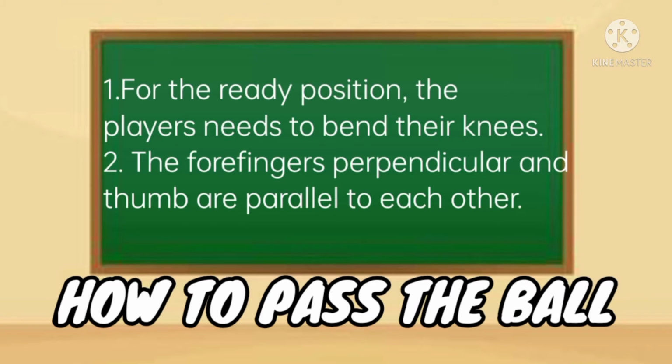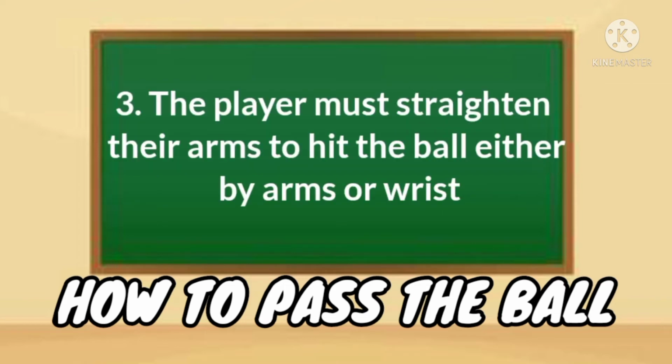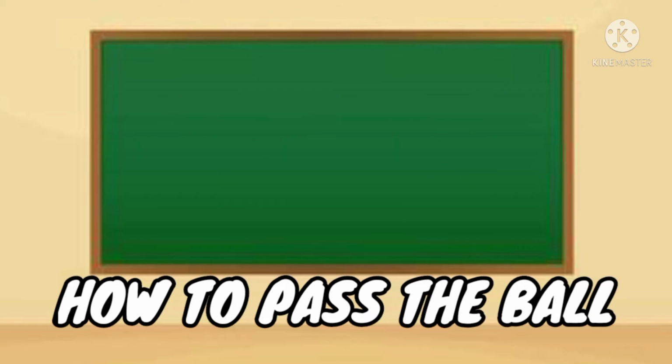Number 1, for the ready position, the players need to bend their knees. Number 2, the four fingers are perpendicular and the thumbs are parallel to each other. Number 3, the player must straighten their arms to hit the ball either by arms or wrists.